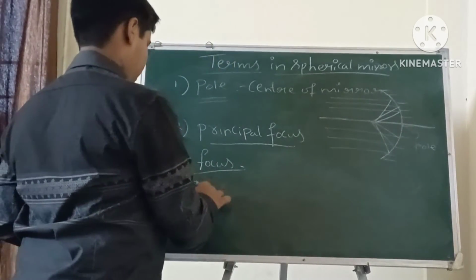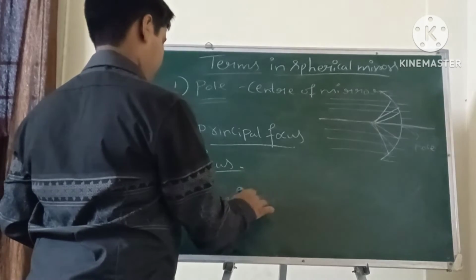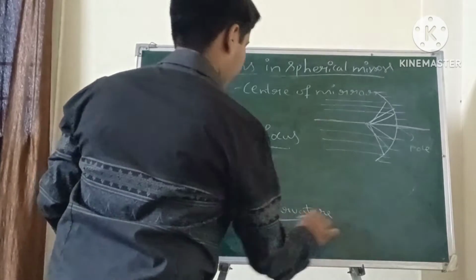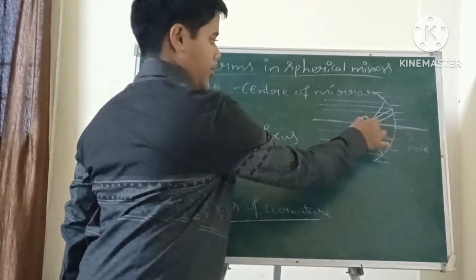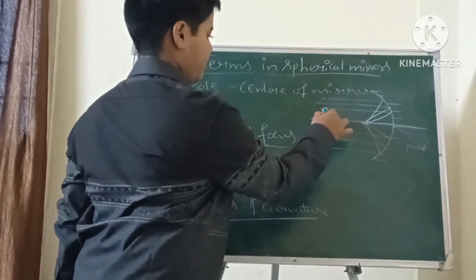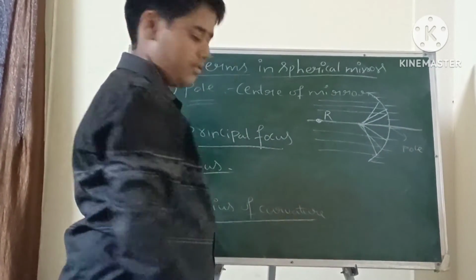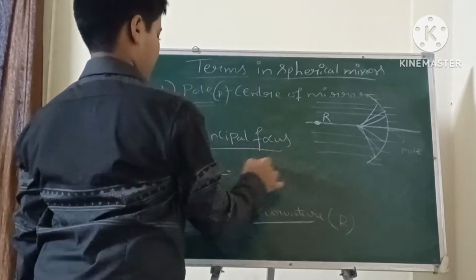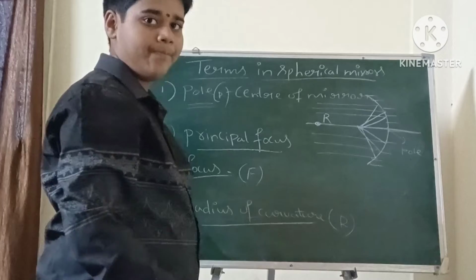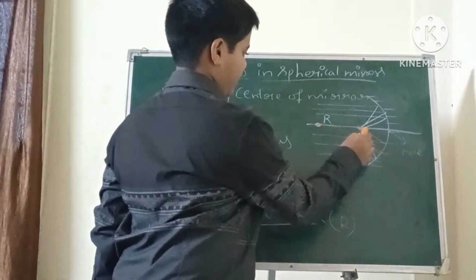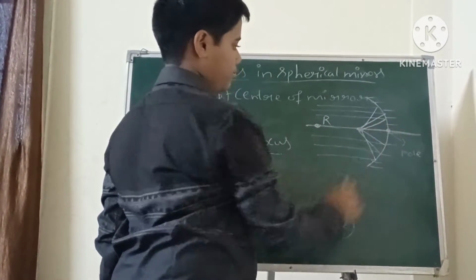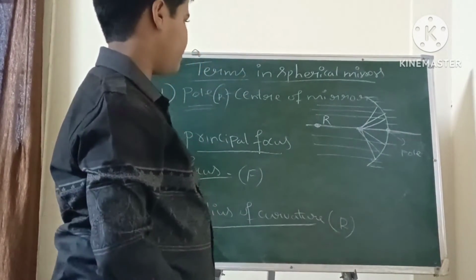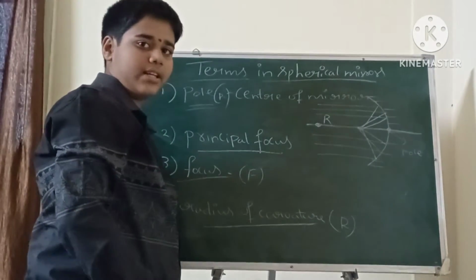And the fourth one, radius of curvature. Here will be the focus and here will be the radius of curvature, R. It is represented as R. And this is P and this is F. Radius of curvature, here focus, here pole. This is the principal axis. So these are the terms used in spherical mirrors.